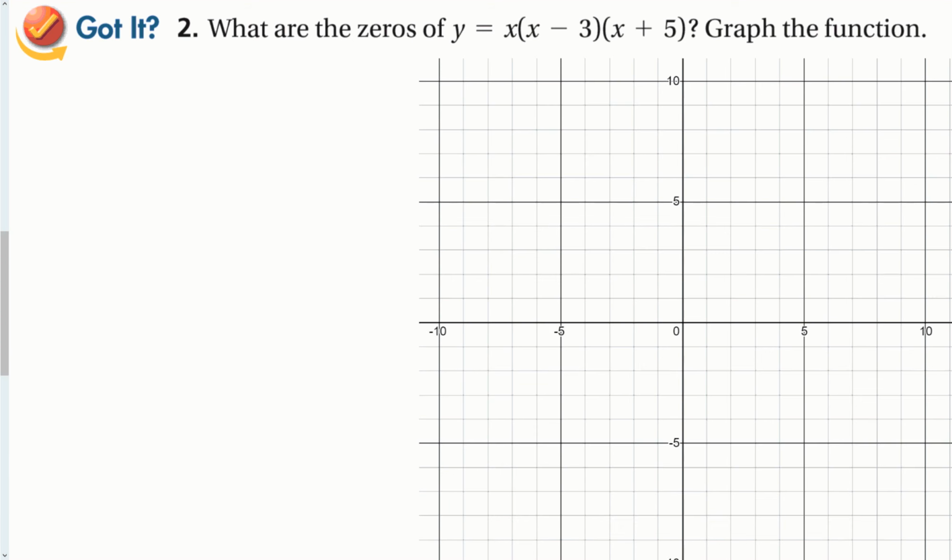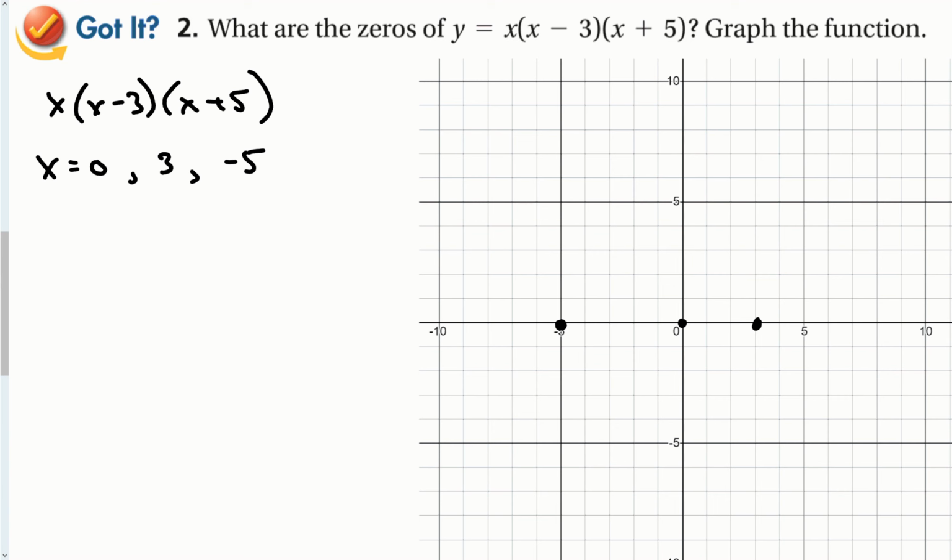Let's try it again. So we have x minus 3, and x plus 5. So now my zeros are, x is equal to 0, 3, and -5. So I'm going to put a dot at 0, and I'm going to put a dot at 3. All right, so this one's going to have a lot more points. My lead term is still x to the third, which means this side goes down, this side goes up. And there's really no shortcut here.